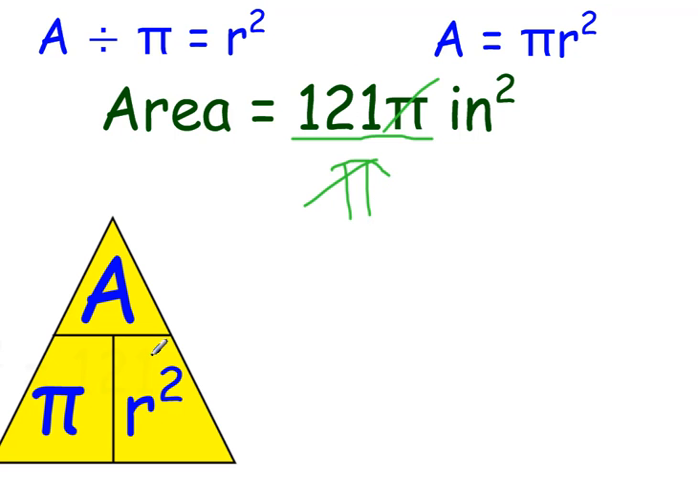But that is very, very important. That is not the radius. That's the radius squared. Area divided by pi gives me radius squared. So I'm not where I want to be yet. Let me erase this and just take you here.